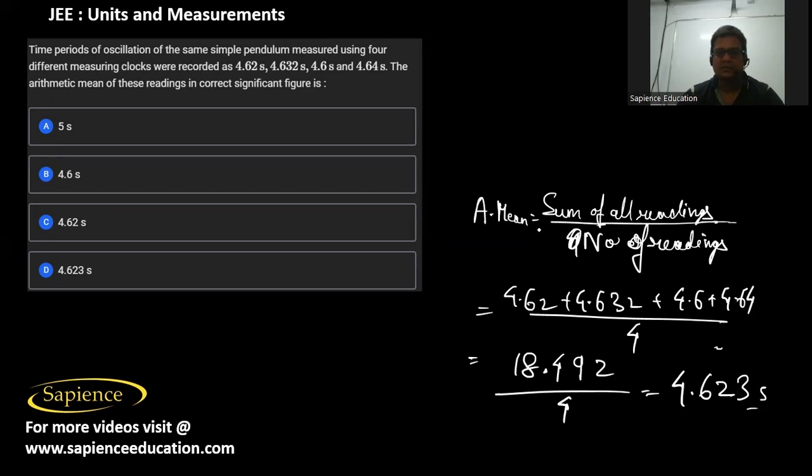But while adding these, the sum should be approximated to the least number of decimal places. So the answer should have only one decimal place. So the answer should be 4.6 seconds. Simply it means we have to round off the answer to the least number of decimal places. So here the least number of decimal places in the given readings is 1. So we should also round off the answer to one decimal place. So 4.6 seconds is the answer. So option B is the correct answer.